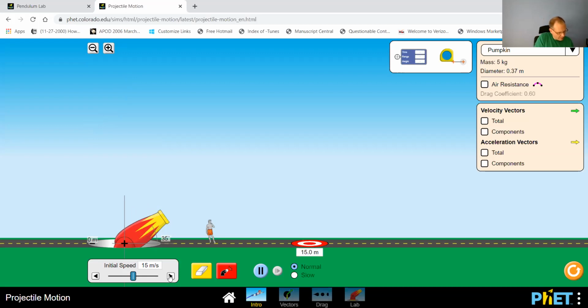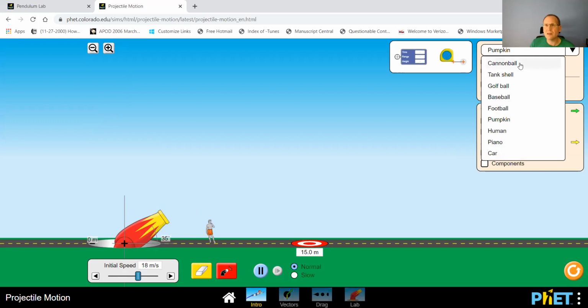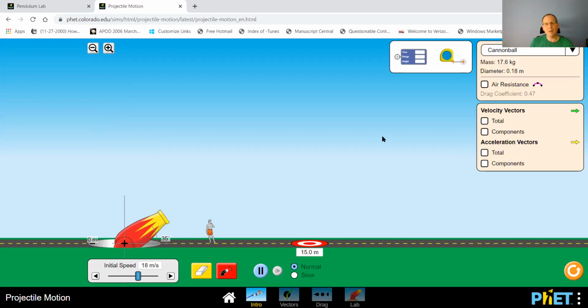Let me just double check to make sure that's correct. Yes, 18. So I'll just click on this, so it's 18. And then to fire the object, actually right now it's a pumpkin. Let's change that. We can change it up here. Let's change it to a cannonball, okay? Even though there's no resistance, it shouldn't really matter. To fire the object, you just press this red button here and it fires it.